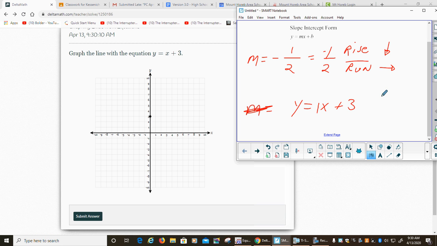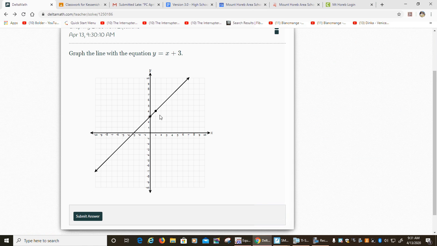And just like on a previous one, when I had, say, 2x minus 5, you can always put the number in front over 1 when it's a whole number. This is a whole number. I can always put it over 1. So I'm going to rise 1, run 1 from that point. Rise 1, run 1. There it is.